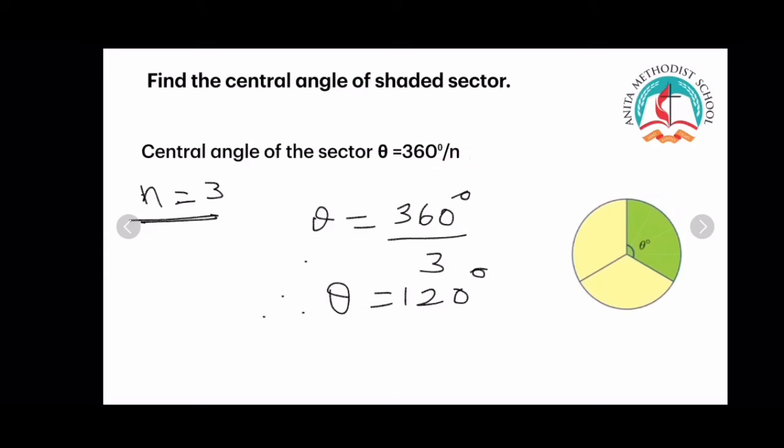So in the n place apply 3. So 360 degrees by 3. By cancelling you get theta equal to 120 degrees. So the shaded part of the sector is 120 degrees.